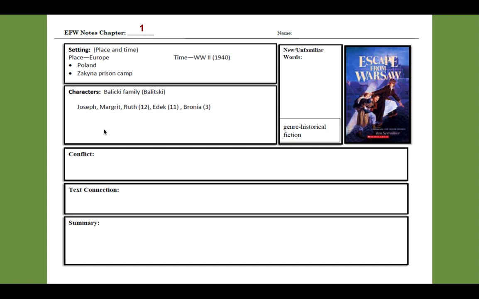We'll also talk about in each chapter the characters that are in that chapter, and they also will change from chapter to chapter, and the main character will change sometimes from chapter to chapter. Up here in the new and unfamiliar word box, that's when we'll talk about, did you hear a word in the chapter that I read that you had never heard before? Or maybe I might suggest a word that might be unfamiliar to you.